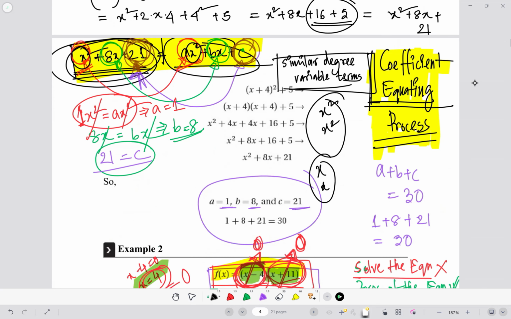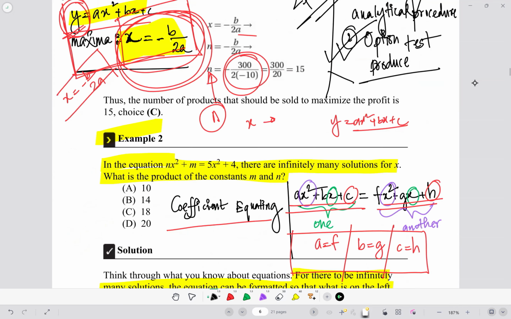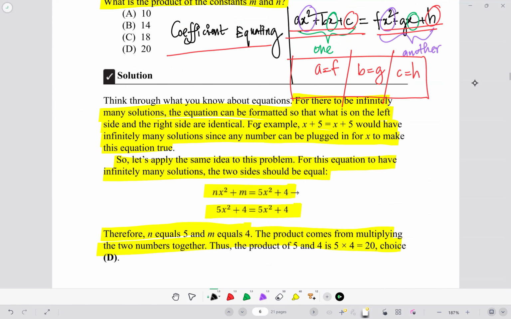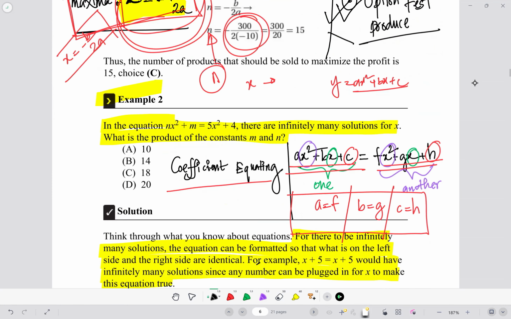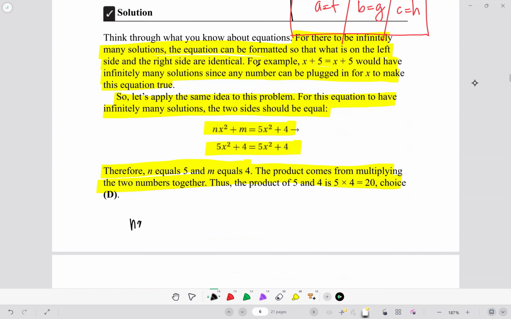We are equating. Okay, we are equating. So this is the thing that they are doing. They are just equating these things. I'm just gonna write this in nx squared plus m is equals to 5x squared plus 4.